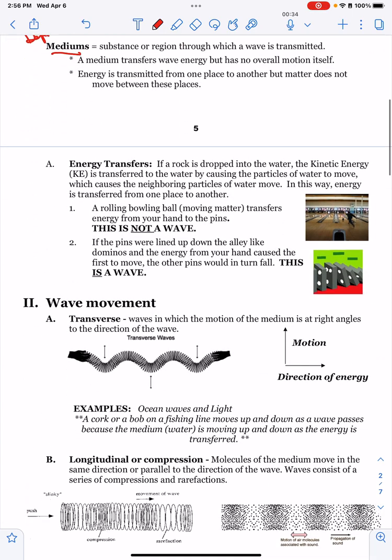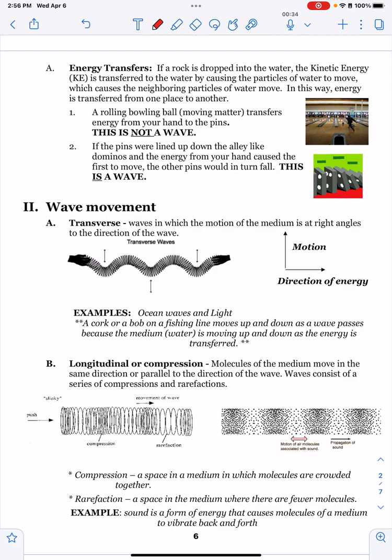Okay, let's keep going. Waves are about energy transfer. Waves transfer energy. This talks about how you can define what's a wave and what's not a wave, and I'm not going to spend a huge amount of time on that. But let's talk real quickly about wave movement. How do waves move? There are two primary types: a transverse wave, and a longitudinal or compression wave, either one.